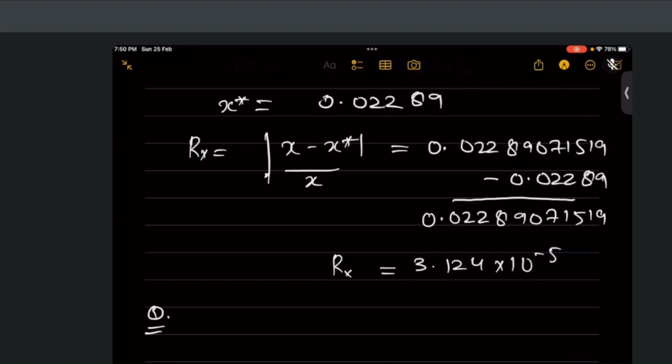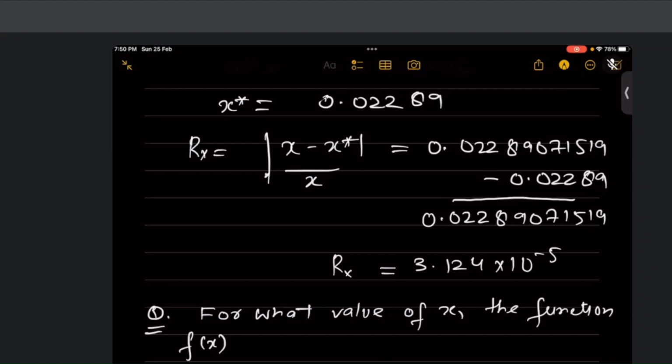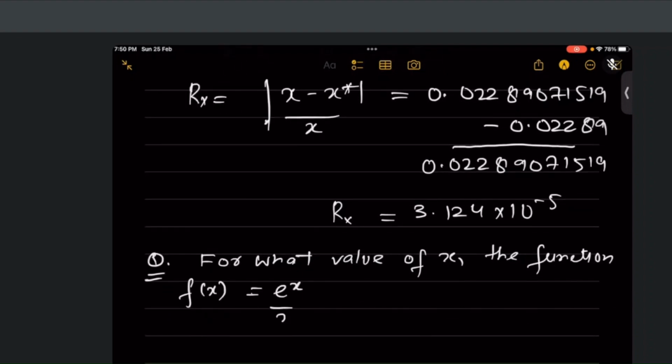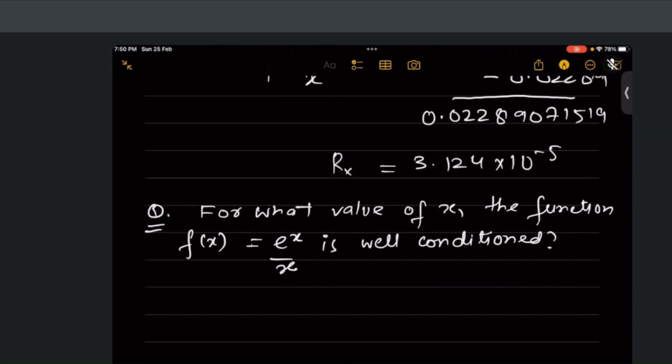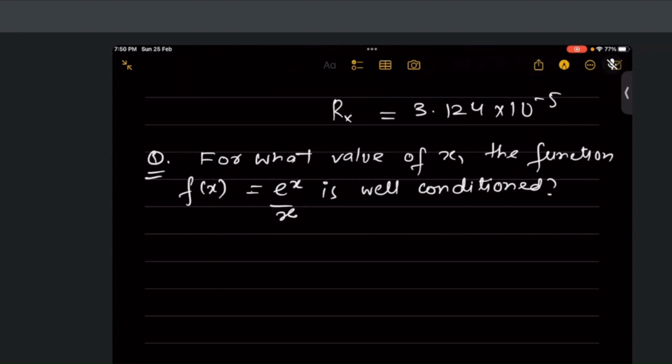So the next question is: for what value of x is the function f of x equal to e to the power x upon x well conditioned? Can you try this question? For what value of x is the function f of x equal to e to the power x upon x well conditioned? And tell me the answer you're getting.